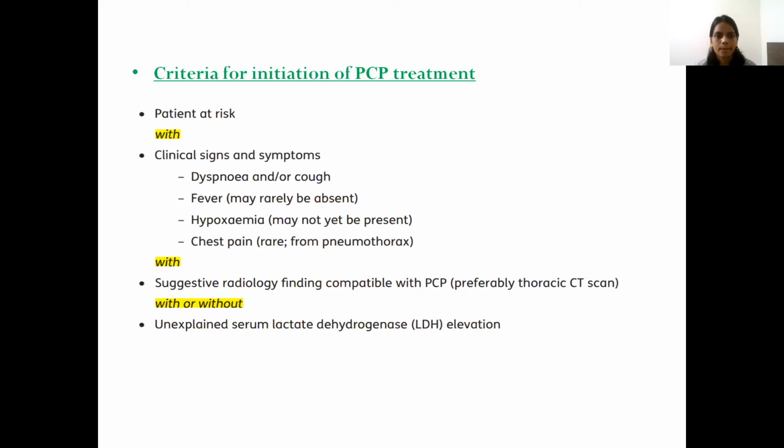Criteria for initiation of PCP treatment: when the patient is at risk, along with clinical signs and symptoms, and suggestive radiological findings compatible with PCP pneumonia, with or without unexplained elevation of serum LDH. Elevation of serum LDH is more specific for HIV patients, but not for non-HIV patients, like hematological patients.